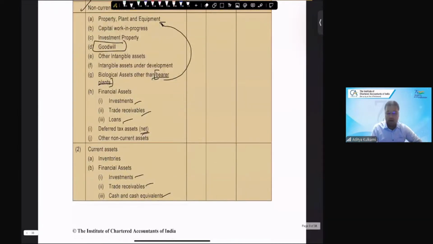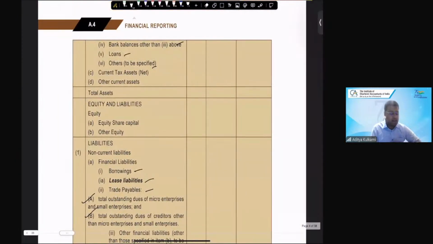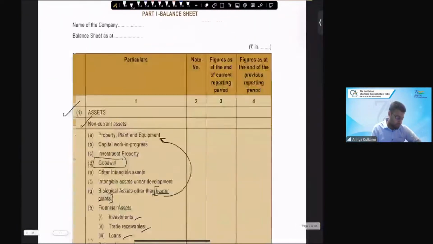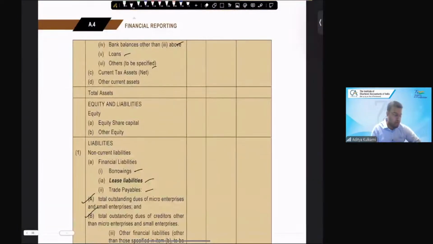Okay. When we talk about current assets, you have your inventories, financial assets, again, investments, trade receivables, cash and cash equivalents, bank balances other than the above, loans, others to be specified, current tax assets net, other current assets and total assets. So that gives you your total assets.